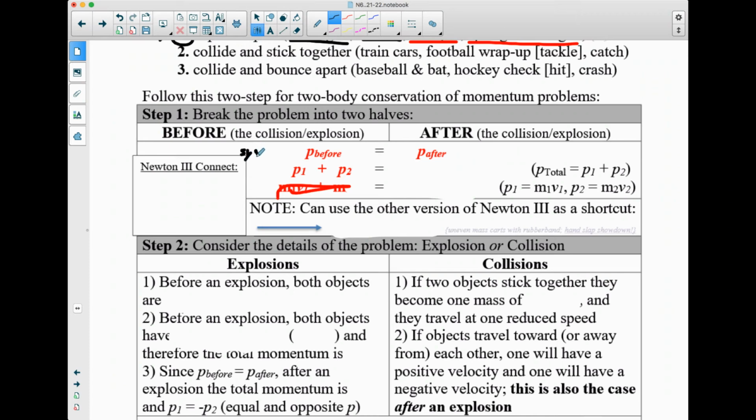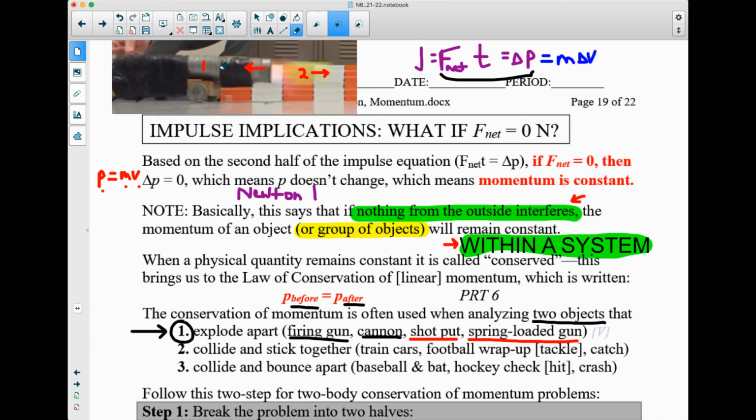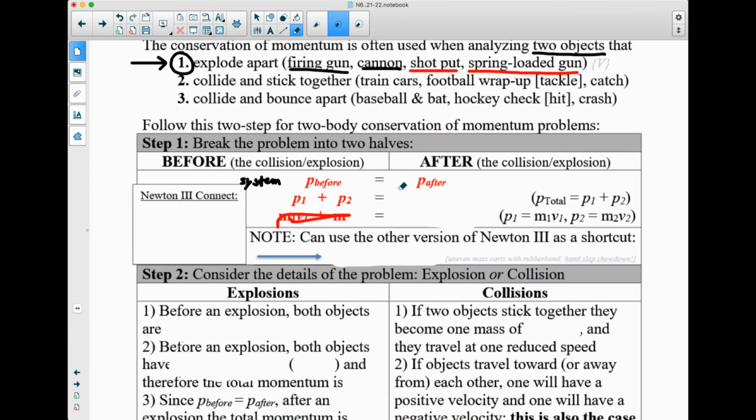So however many objects are in the system, that's how many terms you need down here. If it's 3 things, you would have P1 plus P2 plus P3. We will generally do 2 things, 2 objects, so it makes it easy. After the explosion, there are still cannon and ball, 2 objects. And so after the explosion, we have momentum of object 1 plus momentum of object 2 is equivalent to the system momentum after, the total momentum after.